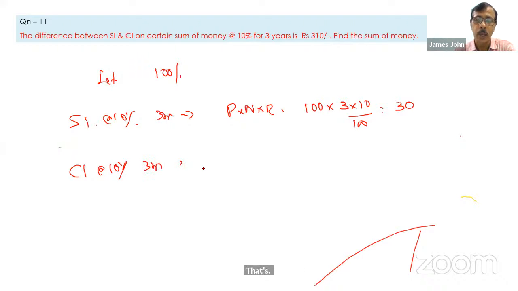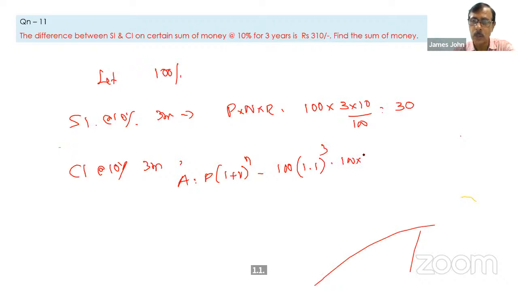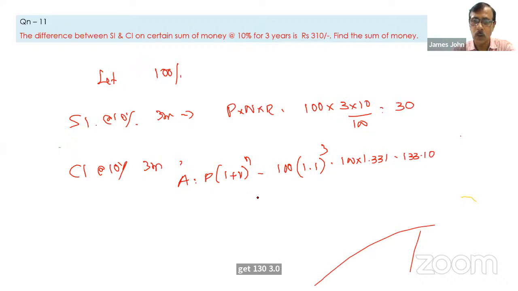Now, compound interest at 10% for 3 years for 100 rupees. What is the formula? A is equal to P into 1 plus R the whole raised to n. P is 100 rupees. 1.1 the whole cube. This means 100 into 1.331. You will get 133.10.